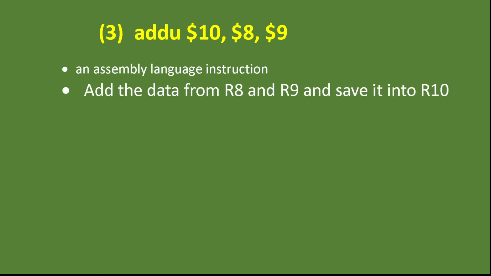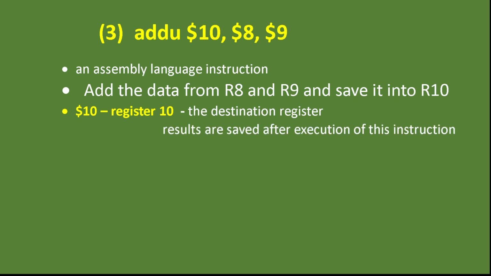So this is our third instruction, addu $10, $8, $9. This is an assembly language instruction, and this addu instruction tells you to add the data from $8 and $9 and save it to $10. We know that this $10 is register 10. This is the destination register where the results will be stored after the execution of this instruction.